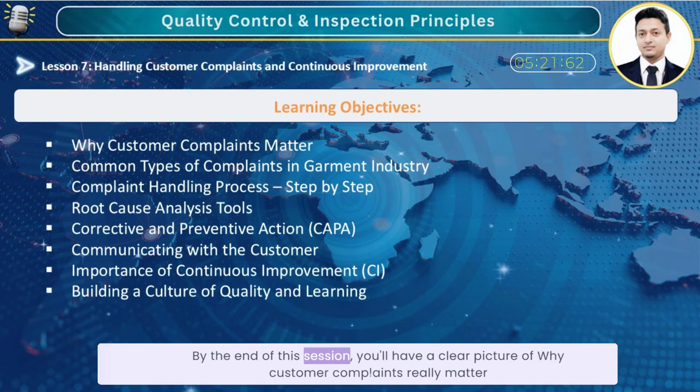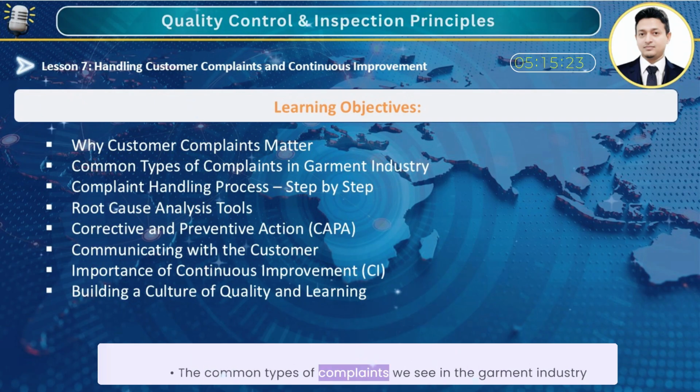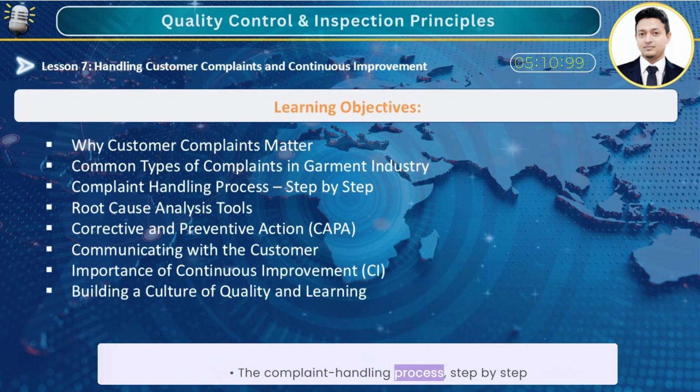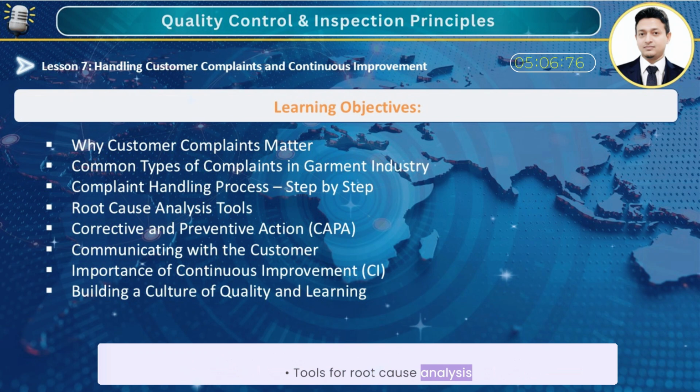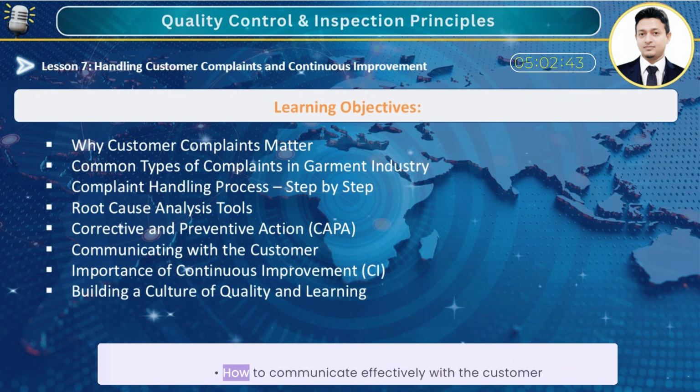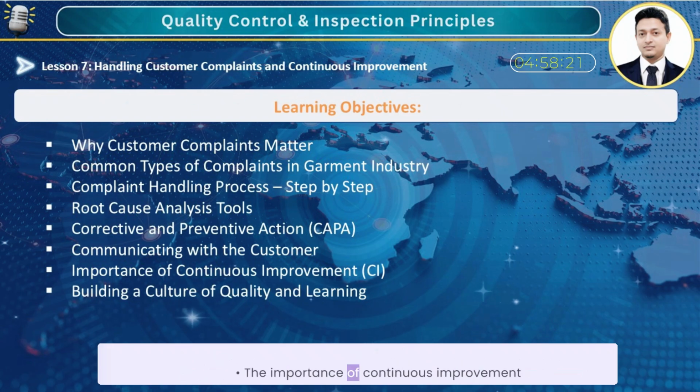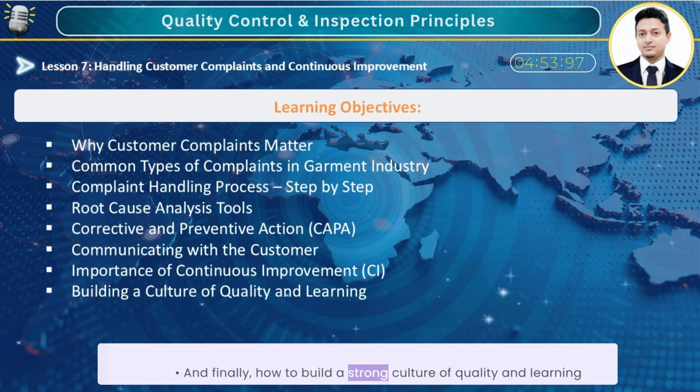By the end of this session, you'll have a clear picture of why customer complaints really matter. The common types of complaints we see in the garment industry. The complaint handling process, step by step. Tools for root cause analysis. Corrective and preventive actions, or CAPA. How to communicate effectively with the customer. The importance of continuous improvement. And finally, how to build a strong culture of quality and learning.